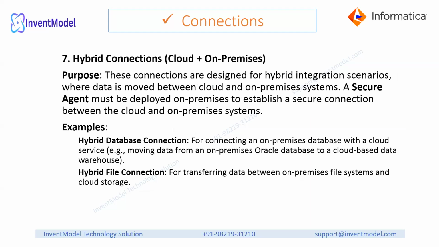The next connection type we have is the hybrid connection. Hybrid means it will be cloud and on-premises. The purpose of this hybrid connection is that these connections are designed for hybrid integration scenarios where data is moved between cloud and on-premises systems. A secure agent must be deployed on-premises to establish a secure connection between the cloud and on-premises. So here again, we need a secure agent which can work as a bridge between cloud and on-premises.